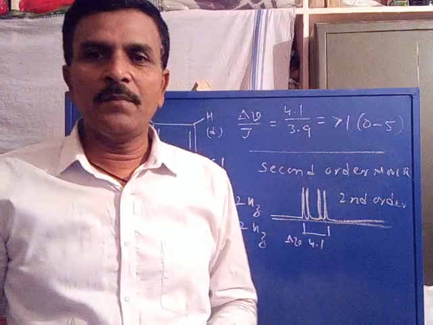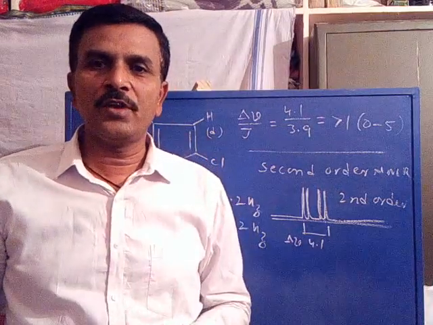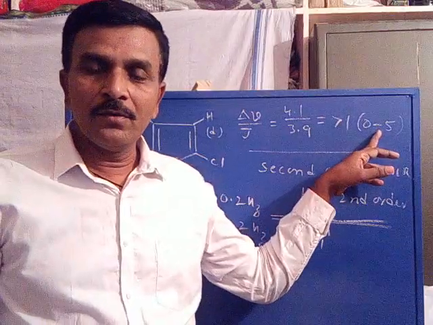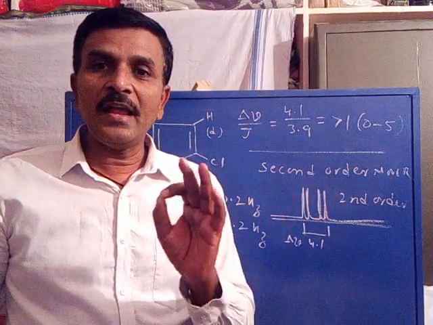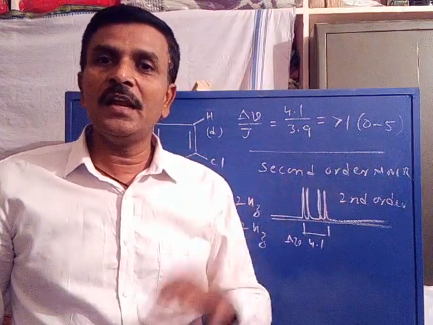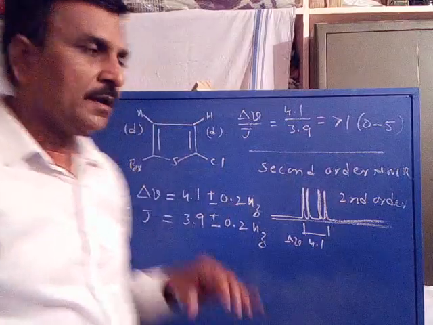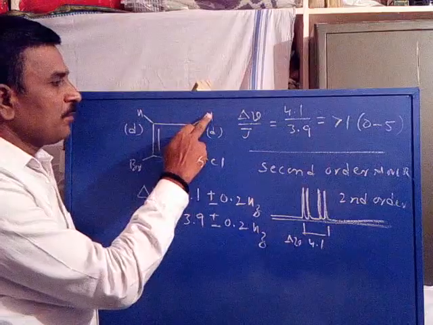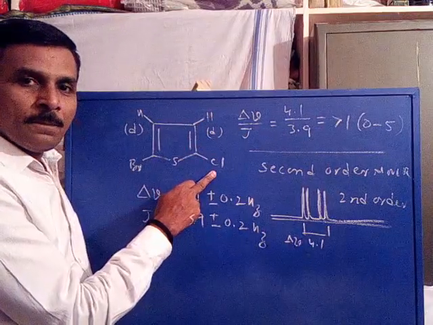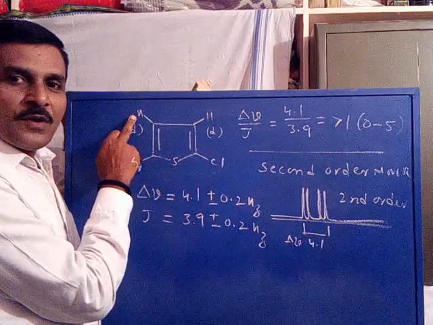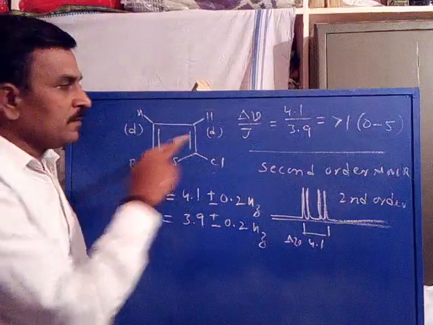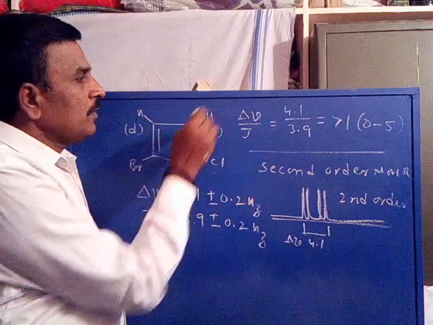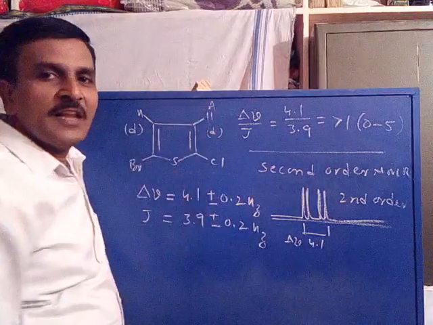Second order NMR. Now according to Pople's notation, if we find the value in between 0 to 5, then we have to use letters A, B, C to designate each set of coupled protons. Let us name the molecule. Now this is the proton adjacent to chlorine. When compared with this proton, as it is adjacent to bromine, this proton has a higher delta value, that is, downfield value. Therefore it is to be designated with letter A.